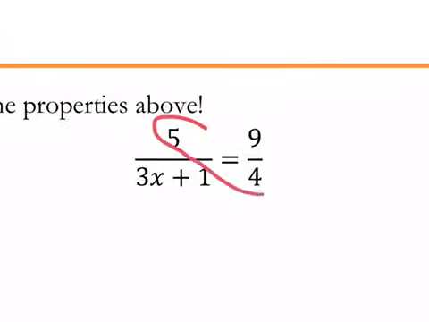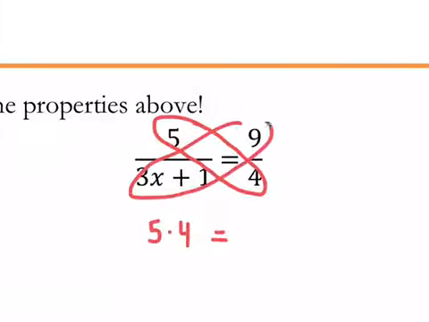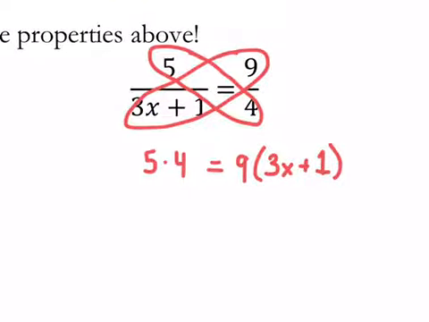First, I'm going to do 5 times 4, and that's going to be equal to 3x plus 1 times 9. And when I do this 3x plus 1, I want to make sure that I'm multiplying 9 by both terms, so I'm definitely going to need the parentheses there. And when I go ahead and distribute that, my new equation is 20 is equal to 27x plus 9.